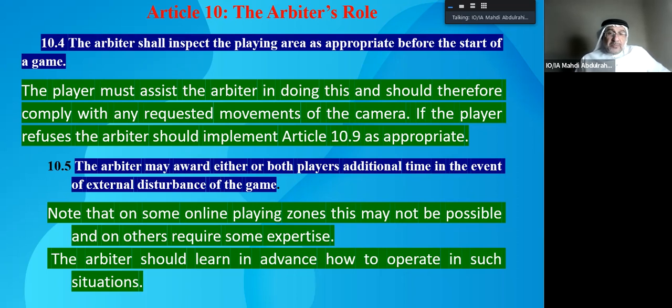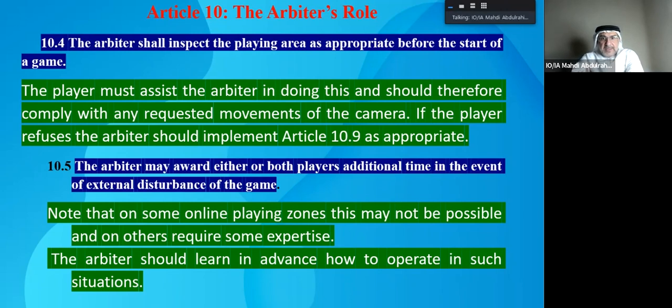For example, they're playing, and at the end, in the neighbor building, the construction was some problem, noisy. For that, the arbiter maybe takes a decision to stop for a while, 5 minutes, until the noise has stopped. Then in this case, maybe give one player or two players extra minutes. Note that on some online playing platforms like Zoom, this may not be possible, and other requests need some expertise.